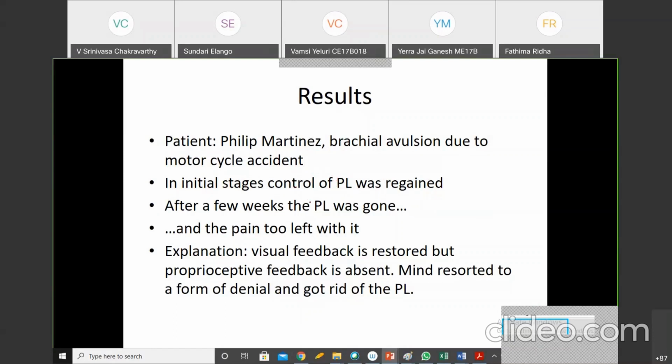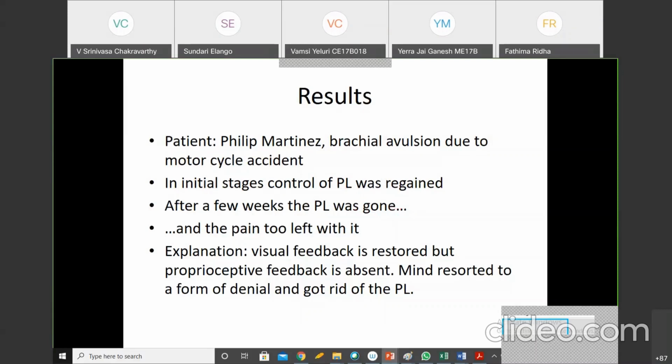So the person was asked to play with this mirror box setup, right? After playing with it for a few weeks, the phantom limb was gone, the feeling was gone, and even the pain that came along with it was gone. He was feeling the phantom limb pain originally, and when he worked with this mirror box setup, the pain was gone and the phantom limb was also gone.